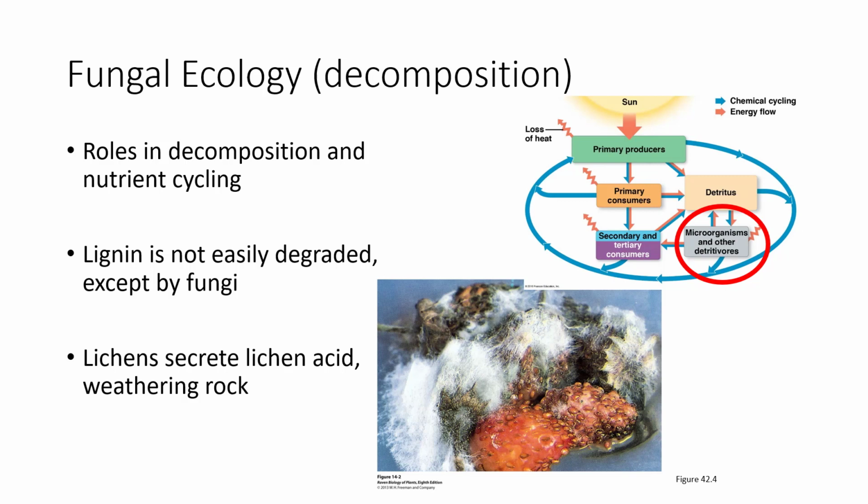If you remember those calamites and lycopods that fell in the swamps and didn't degrade, but rather turned to coal, that's because fungi weren't there to eat them. So lichens also secrete lichen acid, which can dissolve rocks. And this dissolving rock is essential to turn rocks into soil, which can later support plants. So fungi have a very essential role in any ecosystem.